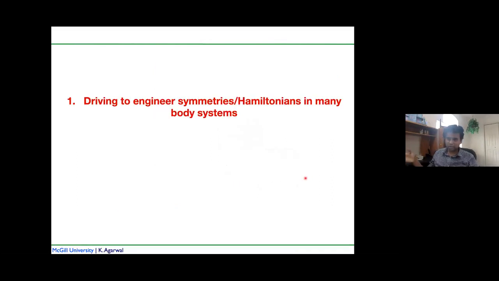Okay, so I'm going to start with the dynamical aspect and talk about driving quantum systems more generally before I move on to the Majorana aspect of things. So please bear with me.